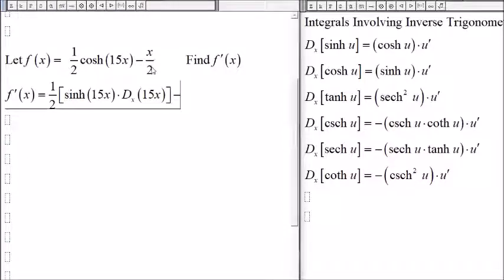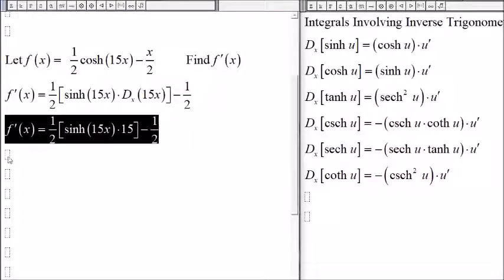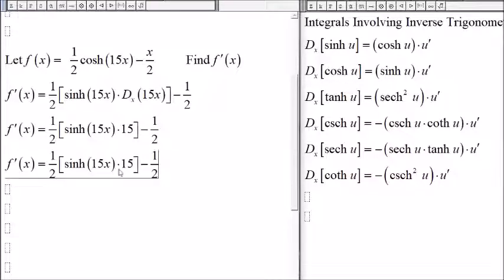This is the same as 1/2 times x, so the derivative will be just 1/2. The derivative of 15x is 15. One half times 15 is 15 halves. And this is the answer.